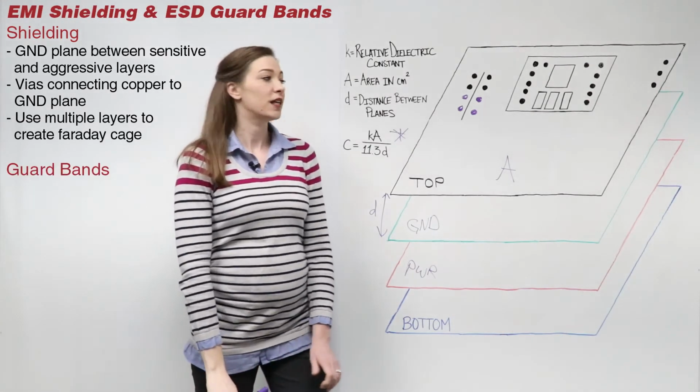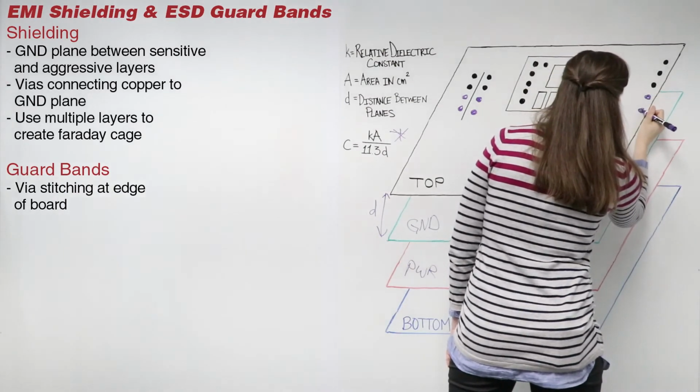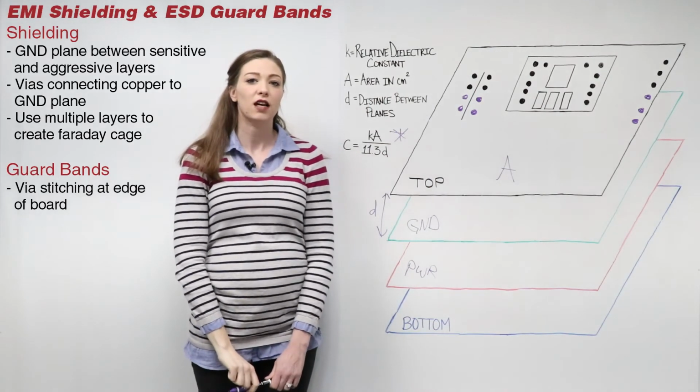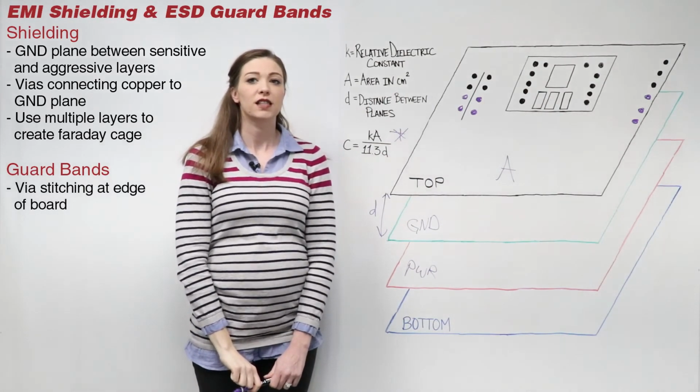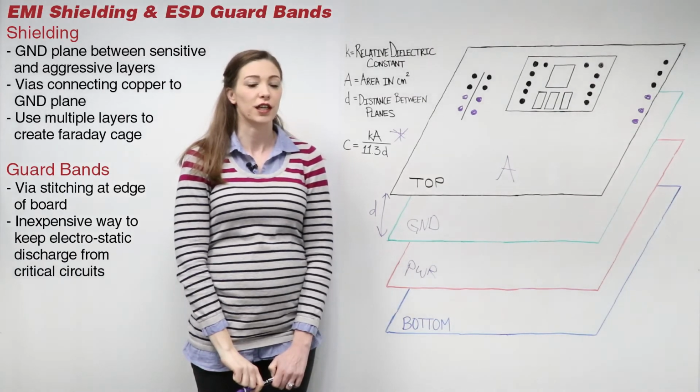When the stitching is placed at the edge of a board, it can have a similar effect on electrostatic energy. This is an inexpensive solution to keep electrostatic discharge from reaching critical circuits.